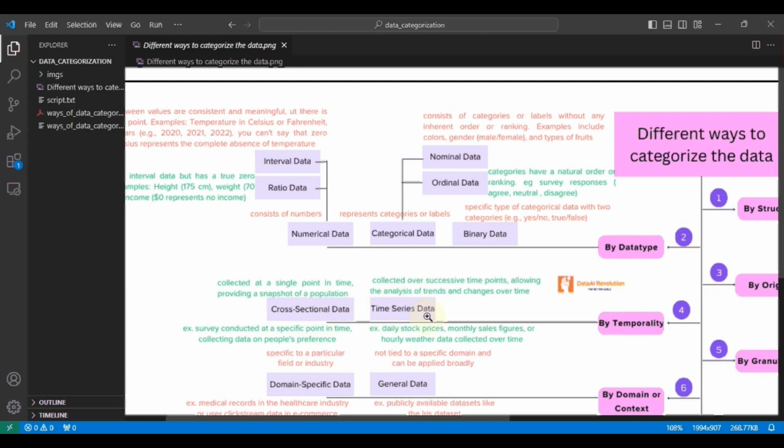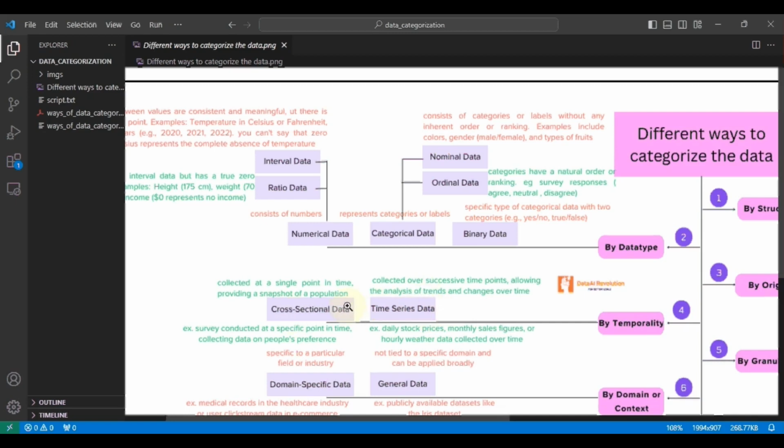In time series data, we are going to collect data over successive time points, allowing the analysis of trends and changes over time. So we will have the last 1 year of data, every day's data will be there. Examples are stock prices, monthly sales figures, or hourly weather data collected over time. This is basically called time series data.